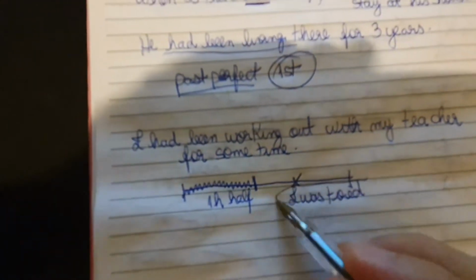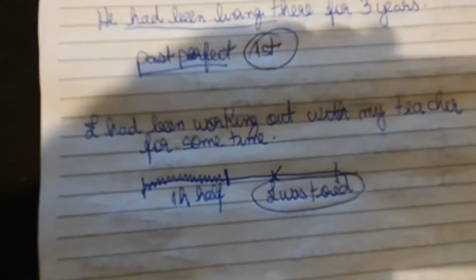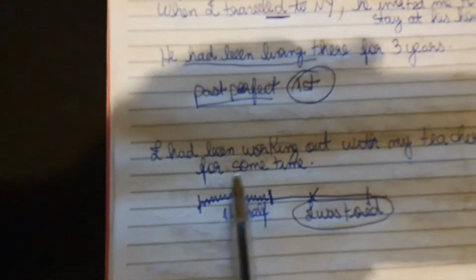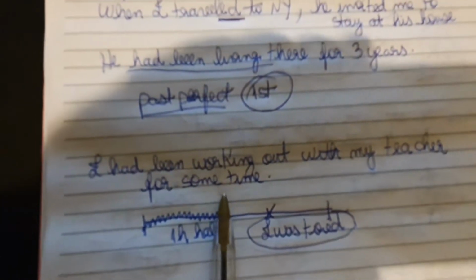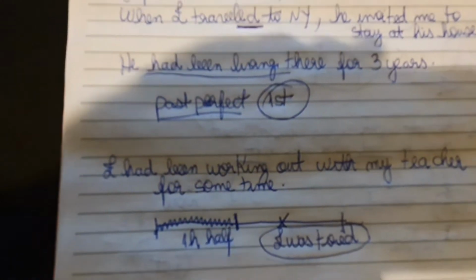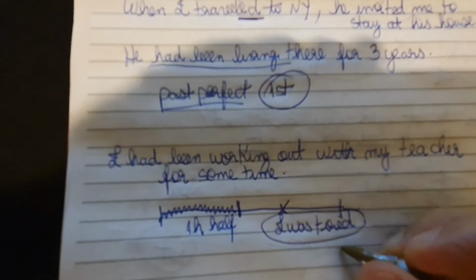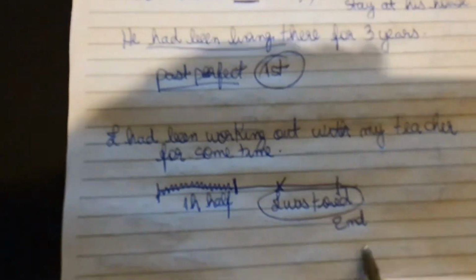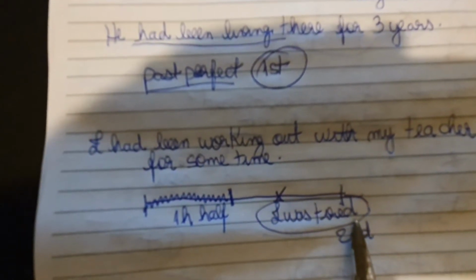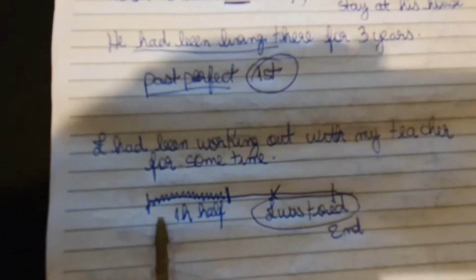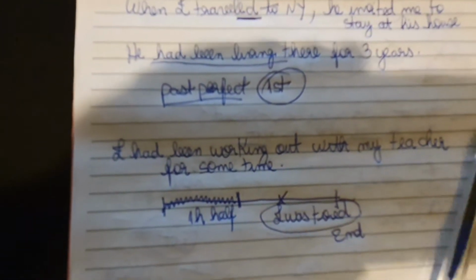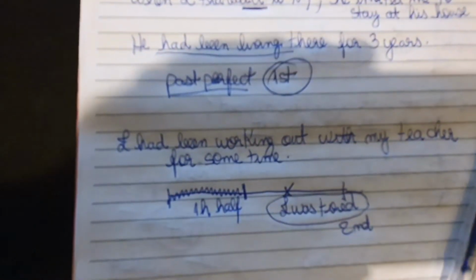So, I was tired is kind of the consequence, right? I had been working out with my teacher for some time is the first action in the past. The second action or event is that I was tired. Okay? So the same thing. I guess we could say that we are covered by these examples.